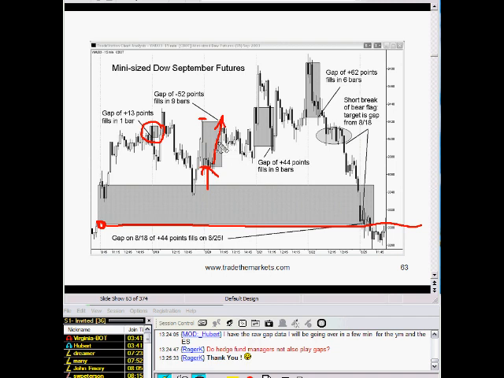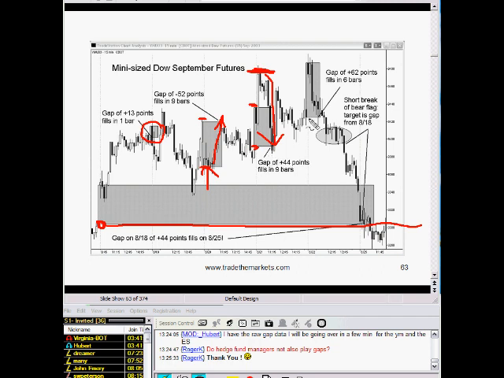Then the next day, we get a gap of 44 points. You can see we close here, we open up here. Almost get stopped out, and I'll talk about your parameters in a moment. But then we turn around and come back and fill the gap. So that's a 44-point play.